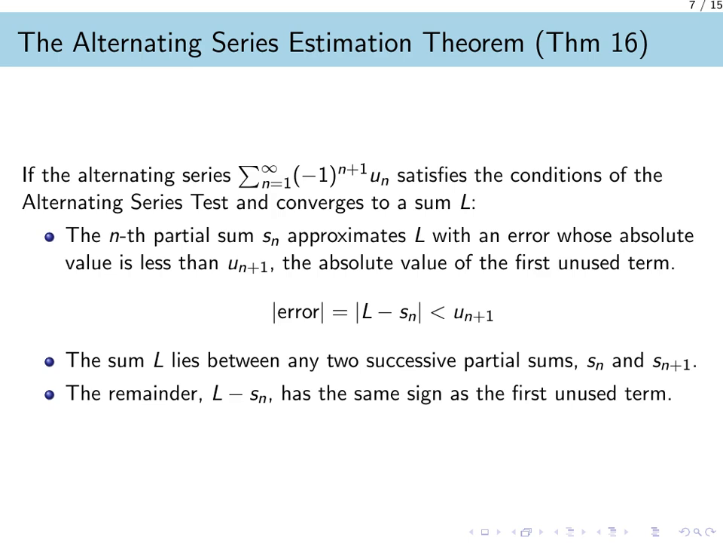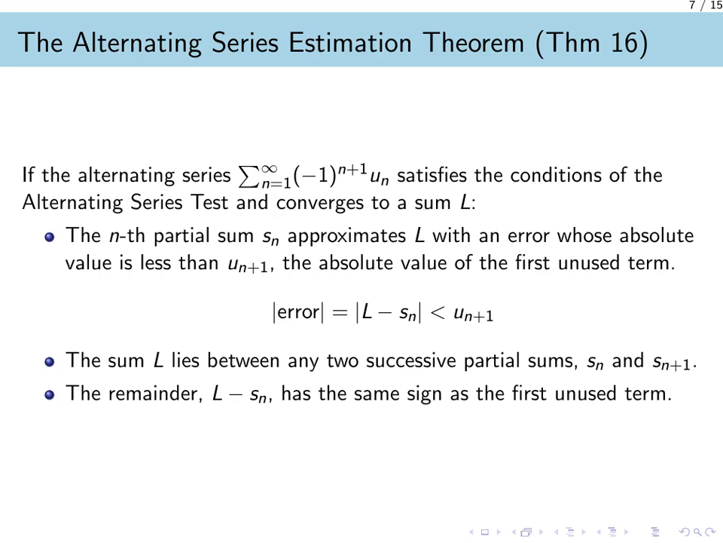This theorem applies to any series that satisfies the alternating series test. It states that if you approximate the total sum, L, using a partial sum of n terms, called S sub n, the error is remarkably easy to bound. The absolute value of the error, which is the difference between the true sum L and your partial sum S sub n, is always less than the absolute value of the very next term in the series, u sub n plus 1. This is often called the first unused term. For example, if you sum the first 10 terms, your error is smaller than the magnitude of the 11th term.